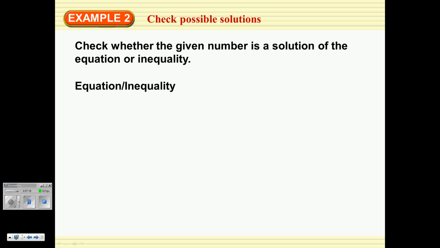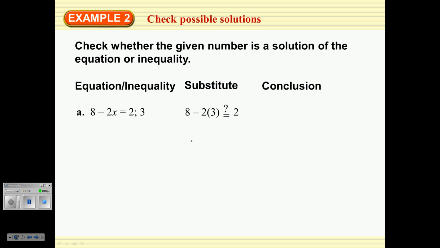All right, first, here we go. 8 minus 2x equals 2. So this is an equation, and they want us to substitute the 3 in. That's what they want us to use for x. So when x equals 3, substitute that in. And we ask ourselves, 8 minus 2 times 3 equals 2. So we solve it. 8 minus 6, because 2 times 3 is 6, 8 minus 6 does equal 2. So 3 is a solution to this equation. 3 makes that equation true.